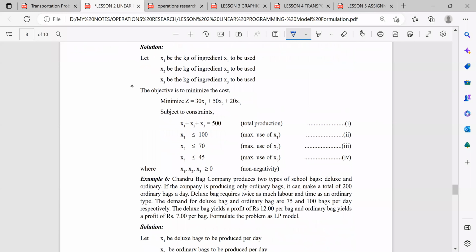So what you should be expecting is that you can formulate a problem with n number of decision variables, with 2, with 3, with 4, with 5, with 10. But when you come to solution, you are limited to two variables only.